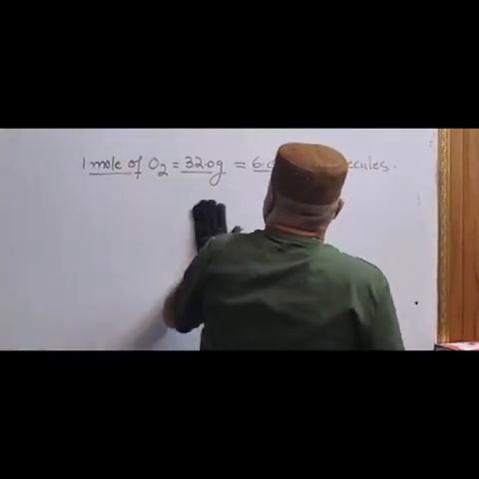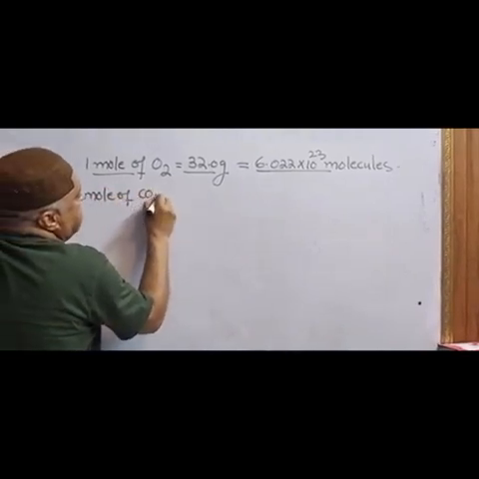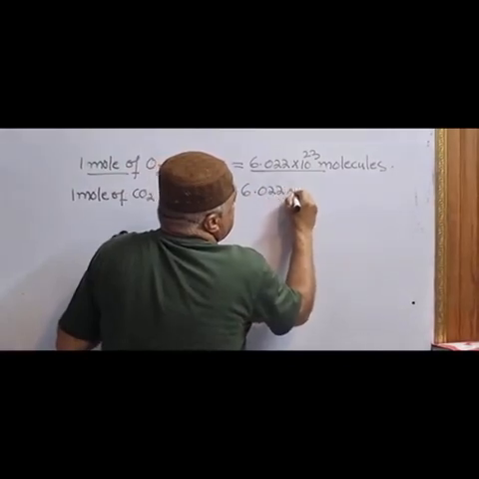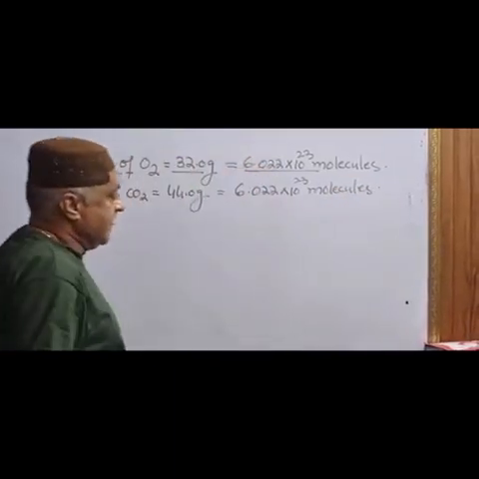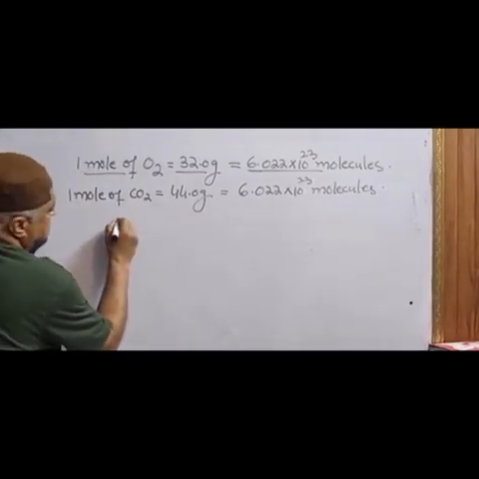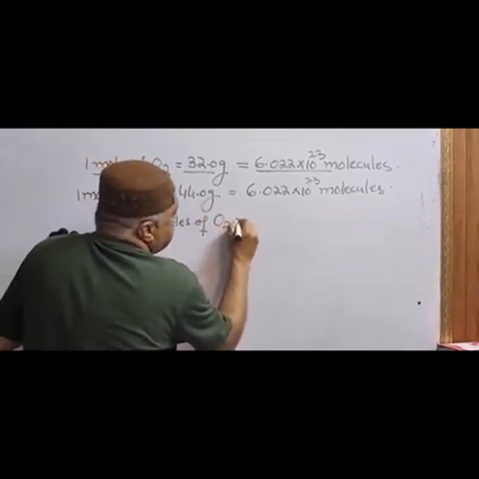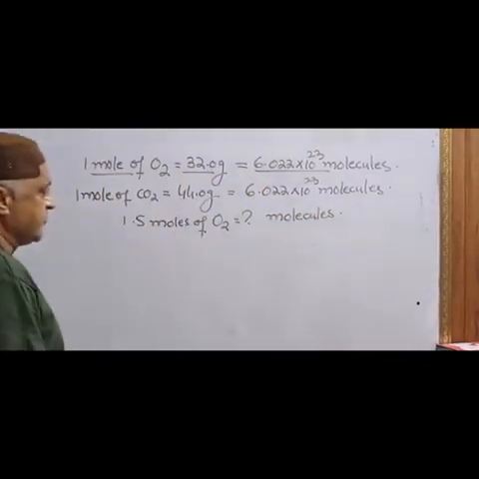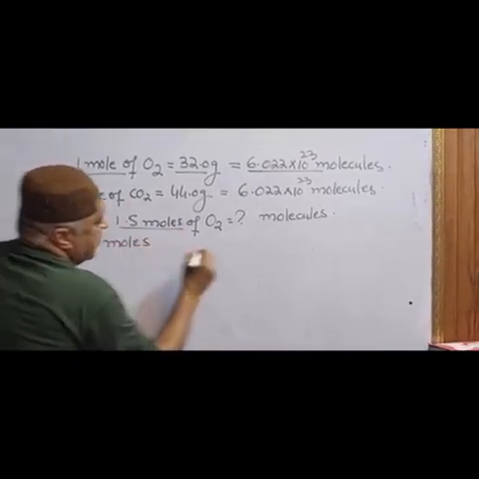So in this way, we can write so many statements. Suppose we write here 1 mole of carbon dioxide, which is equal to 44 gram, contains 6.022 into 10 raised to power 23 molecules. Now, if I write here 1.5 moles of oxygen contains how many molecules? I will write down the statement. Given side is the moles, unknown side is the molecules.